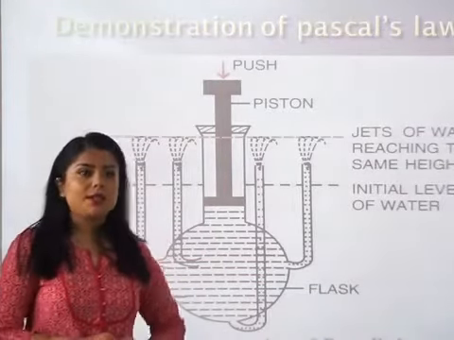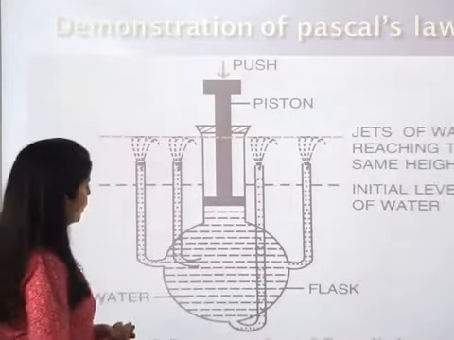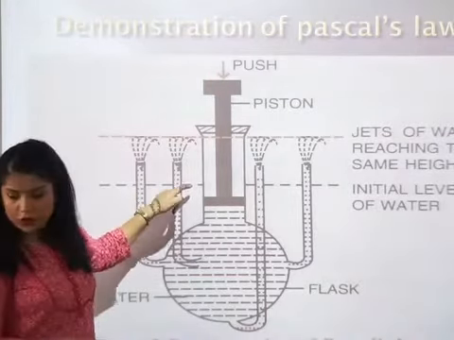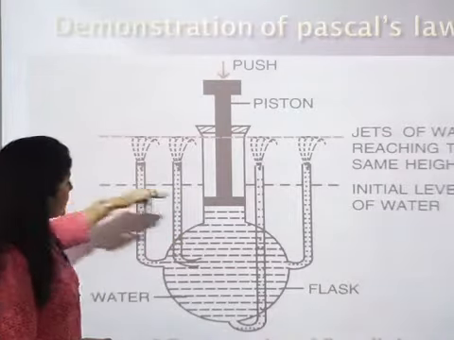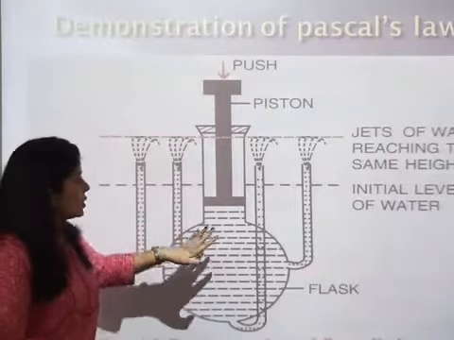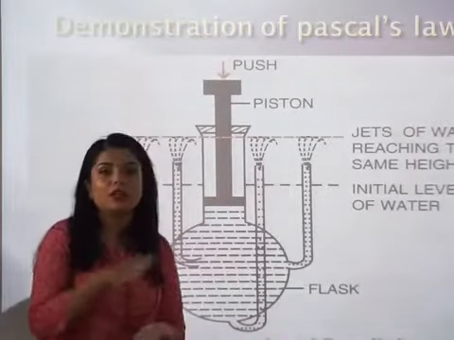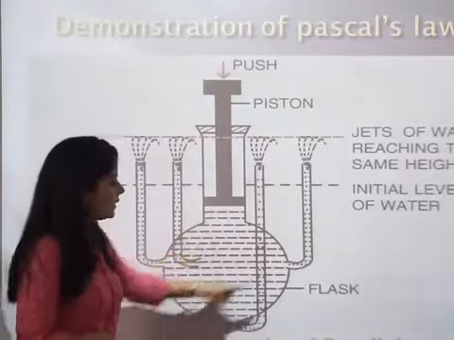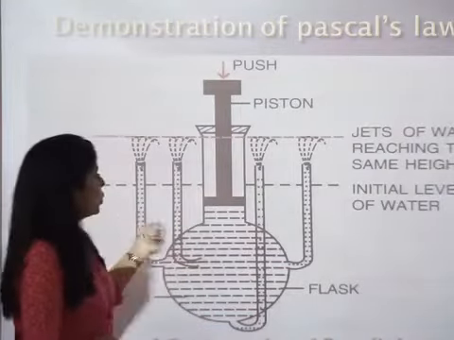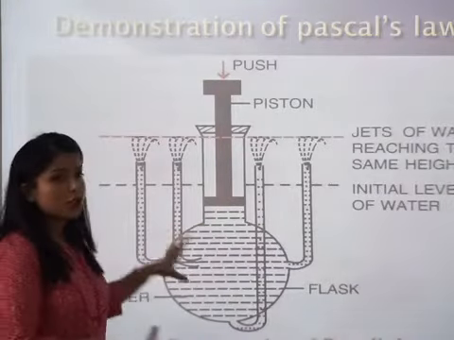They try to demonstrate it with this kind of device. Here you can see this dotted line is the actual level of the water. Water is filled inside this flask. There is a piston. When we push the piston, the pressure inside this flask increases. There are four different holes at different positions, to demonstrate Pascal's law.